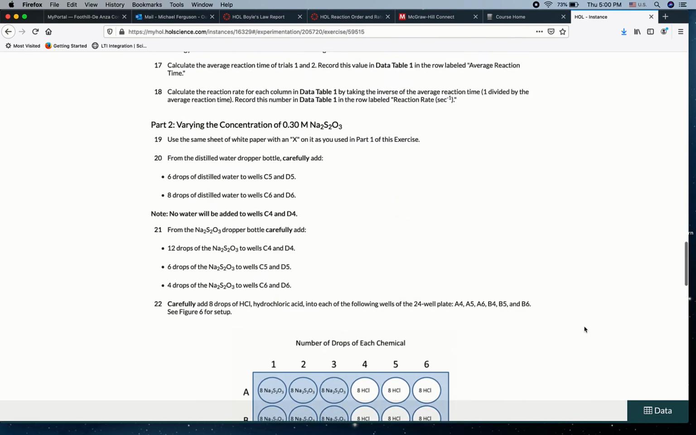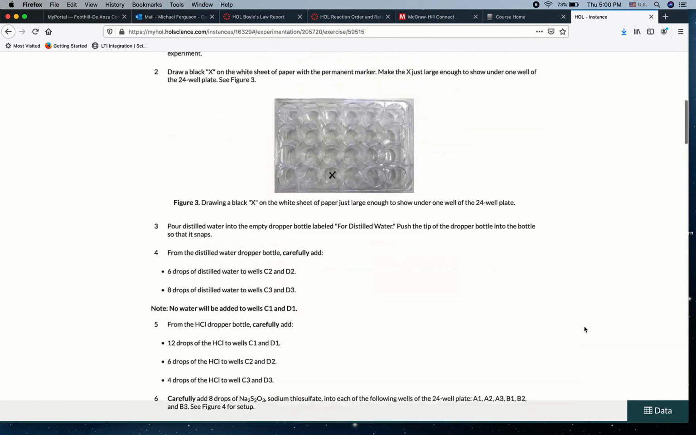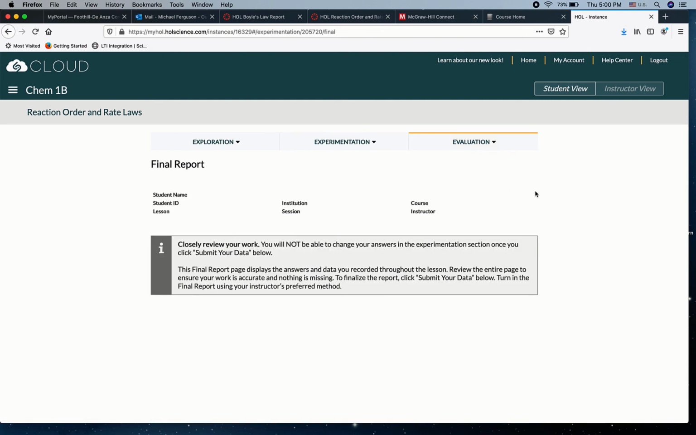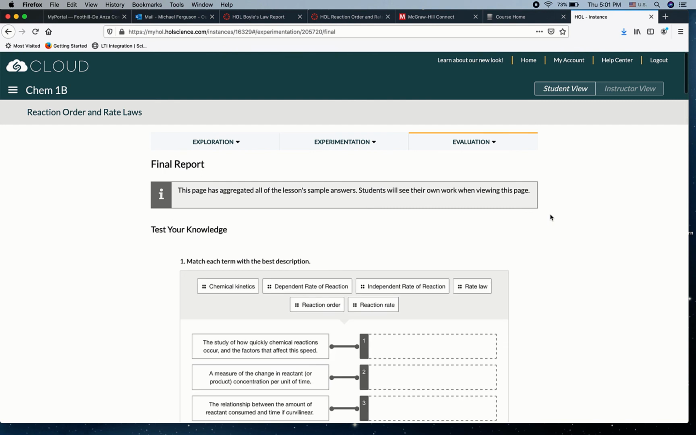And then when you go through, don't forget to submit the report. So you get the evaluation, you get the final report. So go through everything and include your final report with the lab report when you upload it to Canvas.